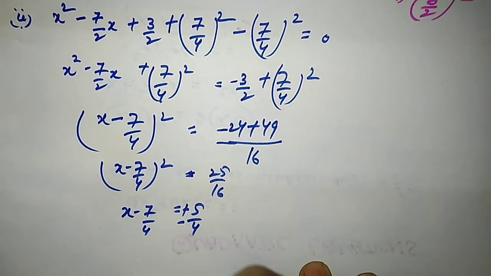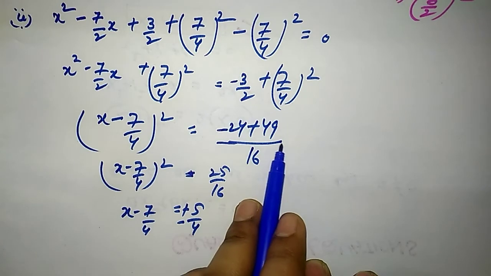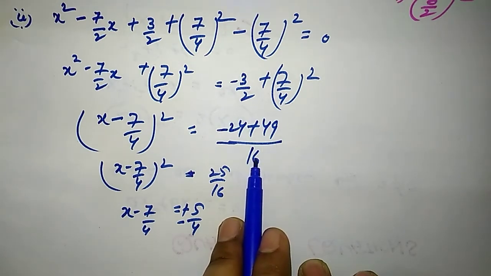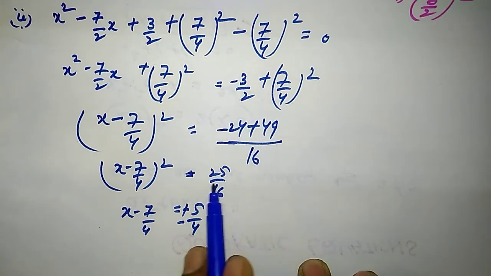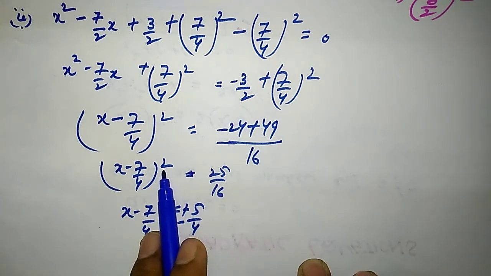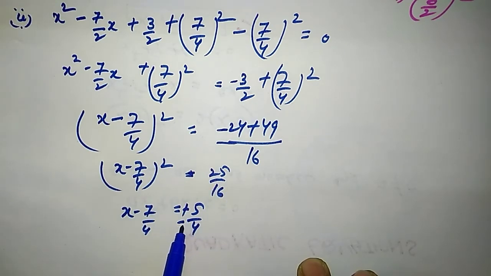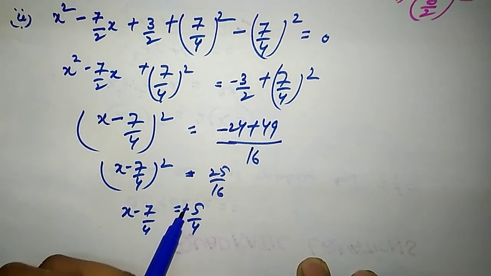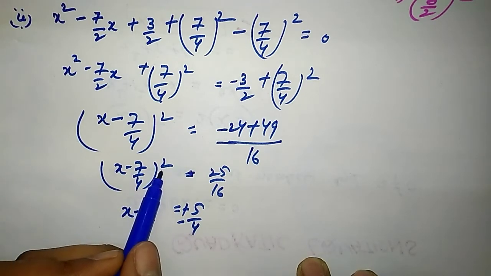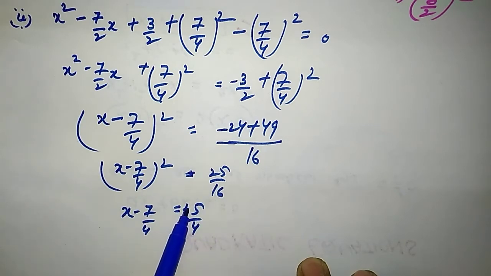So after a little simplification, we get minus 24 plus 49 upon 16. And after subtracting, we get 25 upon 16. Now here we have a square, so we will take the square root to this side, and we have plus minus 5 by 4. Why do we have plus minus here? Because when the square goes to the right side, it becomes a square root, and after that we always have both a plus and a minus term.